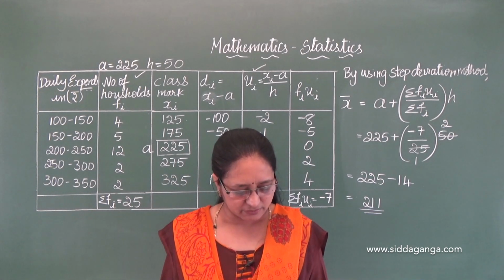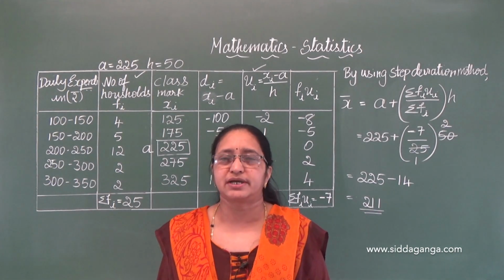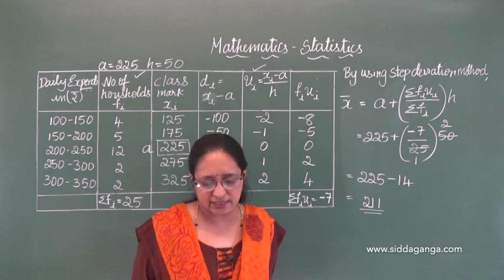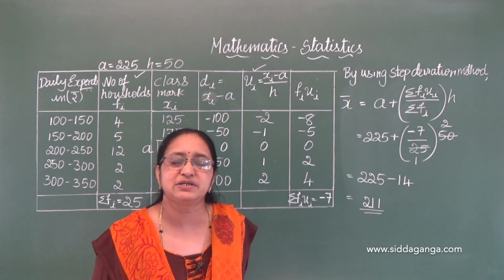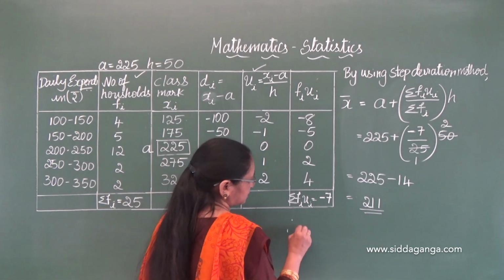Find the mean of daily expenditure on the food by suitable method. So, hence the mean of the daily expenditure on the food is rupees 211. You can write the conclusion.